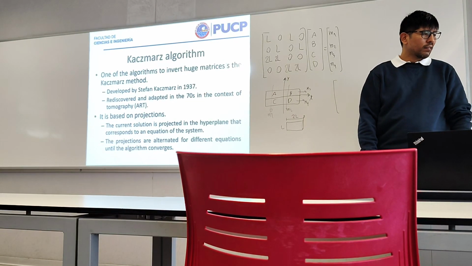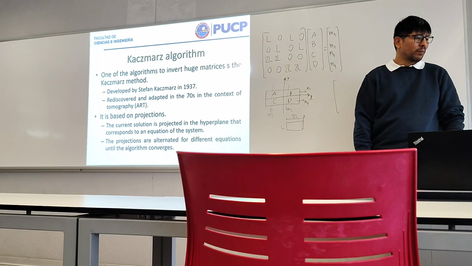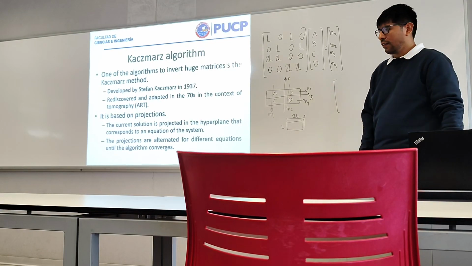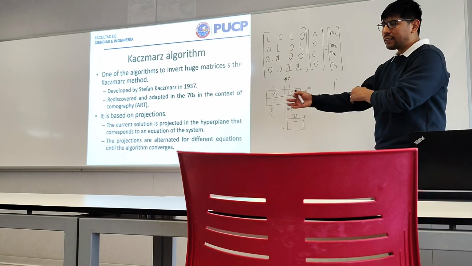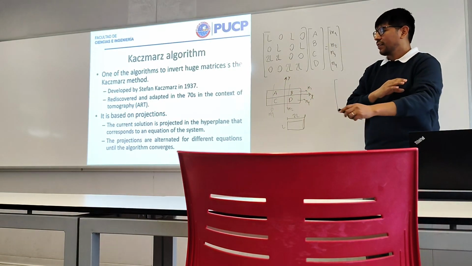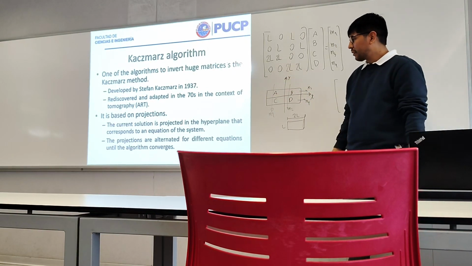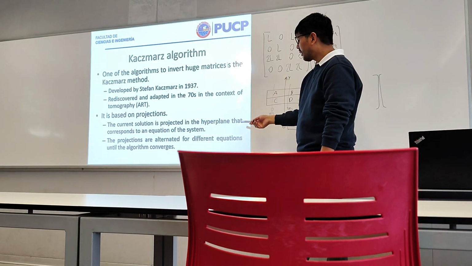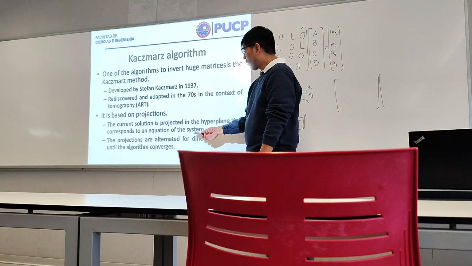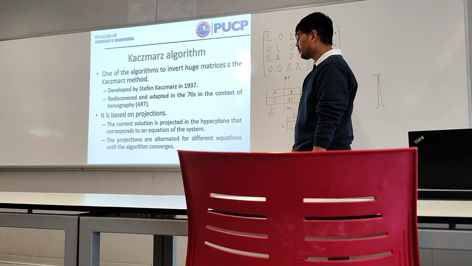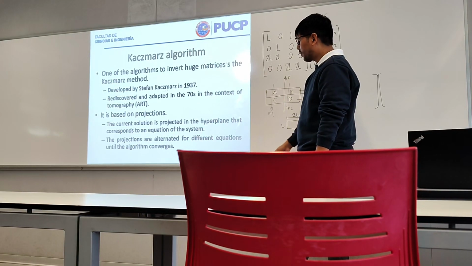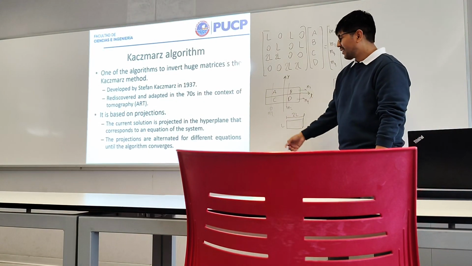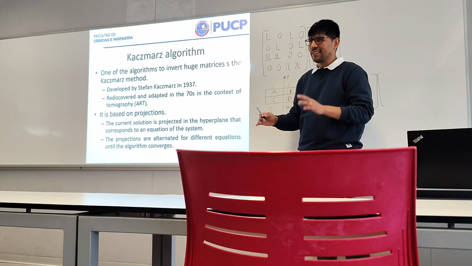So the Kaczmarz method is based on projections. It is an iterative method, so it means that the solution will start with some guess, some value that we think may make sense, but then we will be updating it. That initial guess as current solution is projected onto the hyperplane that corresponds to an equation of the system. The projections are alternated for different equations until the algorithm converges. Okay, is this clear for you or not so much?